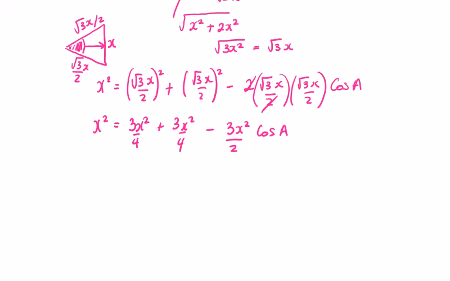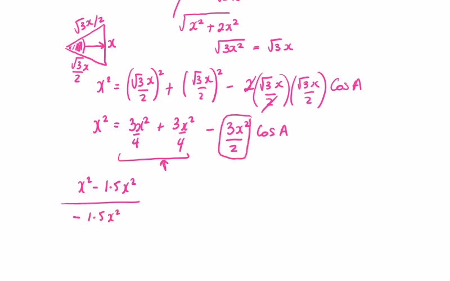So let's simplify these two terms first. That's 3/4 plus 3/4 is 1.5, and we're bringing them to the left, so it's going to be x squared minus 1.5 x squared. And we're going to have to divide that. So we've moved these two things over, and we're going to have to divide by minus 1.5 x squared, which is this guy here with the sign included. So we now have that's equal to the cos of A.